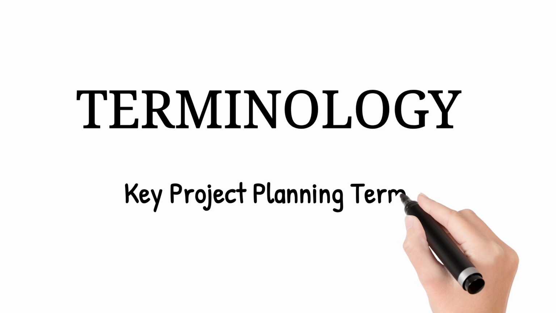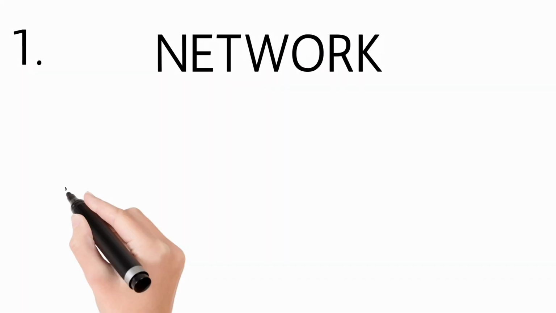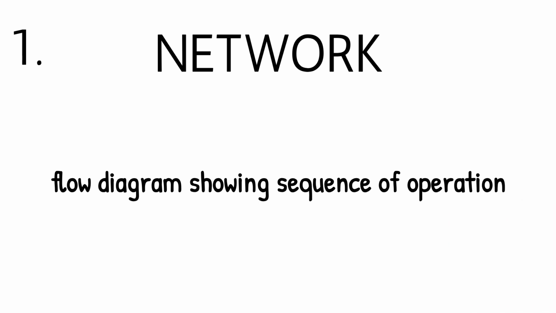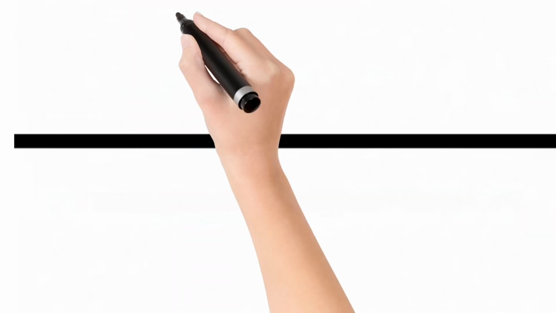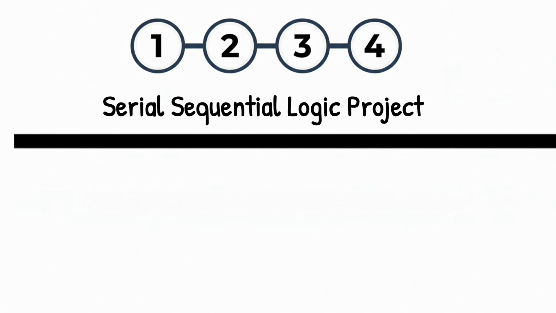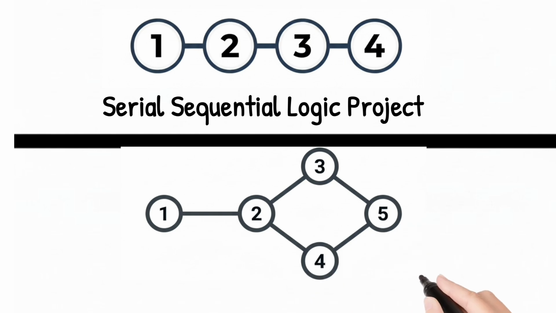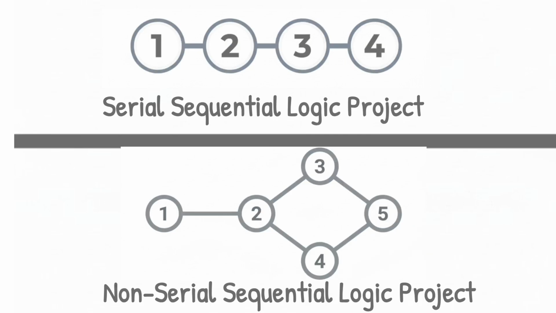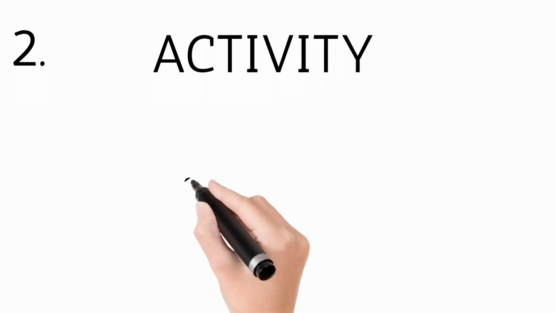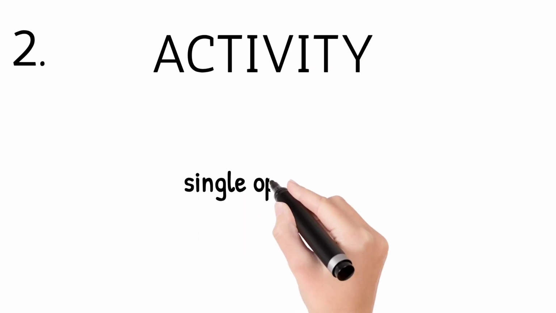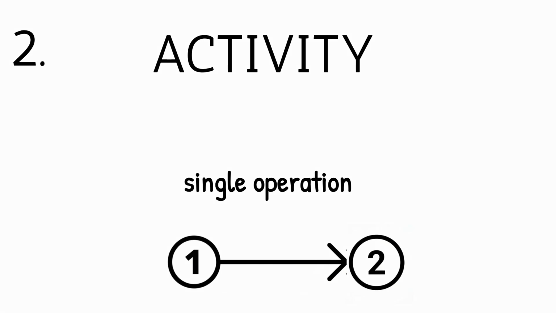Here are the key terminologies. 1. Network. This is a flow diagram showing the sequence of operations. It can be a straight line, which is called serial sequential logic projects, or have branches, which is known as non-serial sequential logic projects. 2. Activity. This is a single operation represented by an arrow. Every activity has a duration. Activity can be identified by a letter or by its two-end event number.